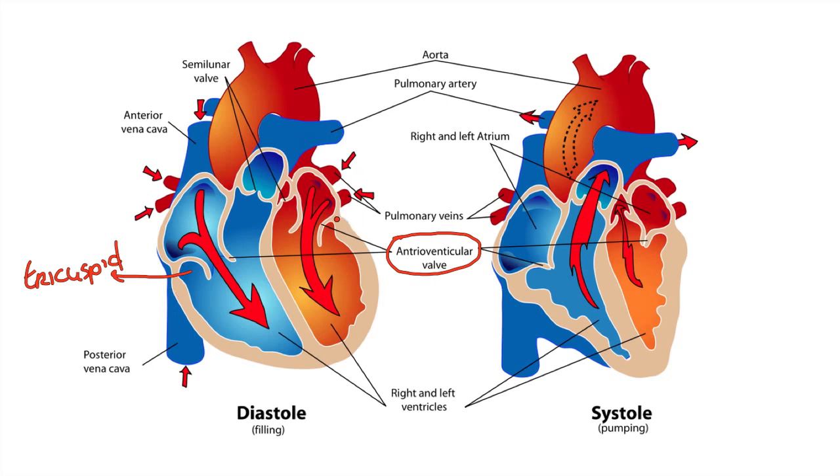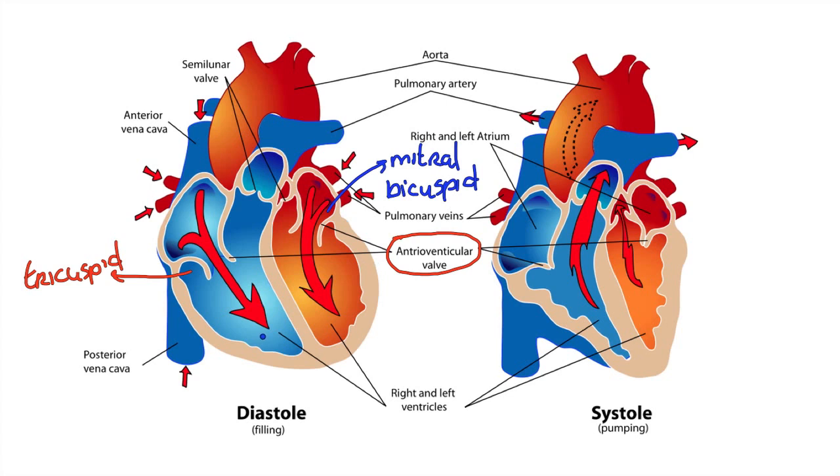And then on the left side, we have what we call the left atrioventricular valve, which is also known as the mitral valve or the bicuspid valves. Now I'm just giving you these different names so that if you go and read a textbook and it says one of these, you know exactly what it's talking about. So we have the tricuspid or the right atrioventricular valve and the bicuspid or the mitral or the left atrioventricular valve.